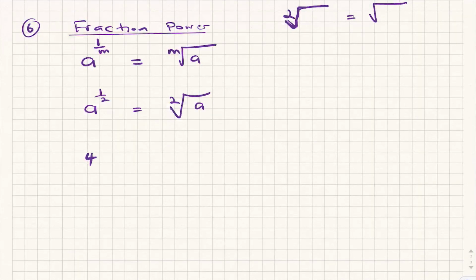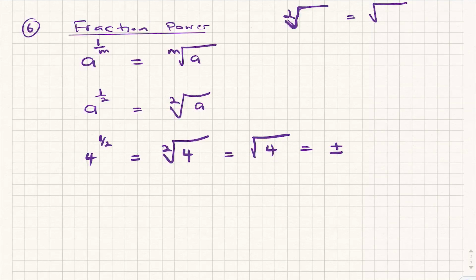So 4 to the power of a half is the 2nd root of 4, which can also be written as just root 4, because root is the 2nd root as a default. Therefore that would be, actually, plus or minus 2, but we just take the positive value, so that's 2.